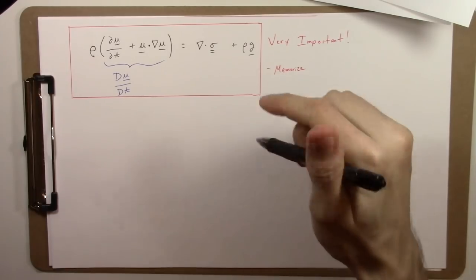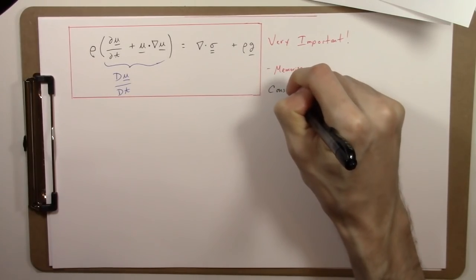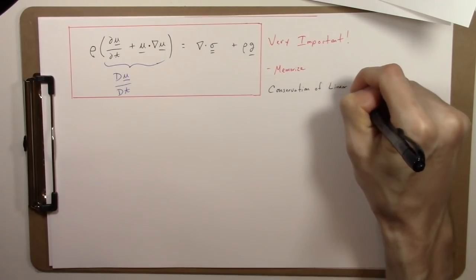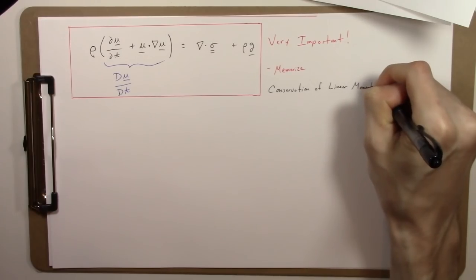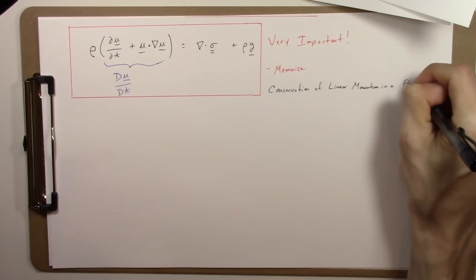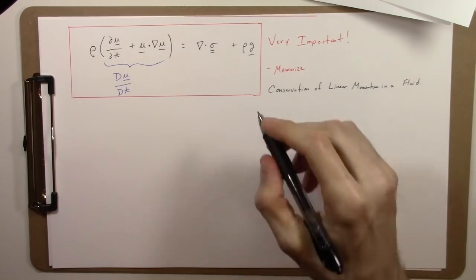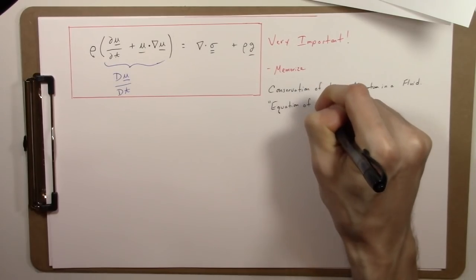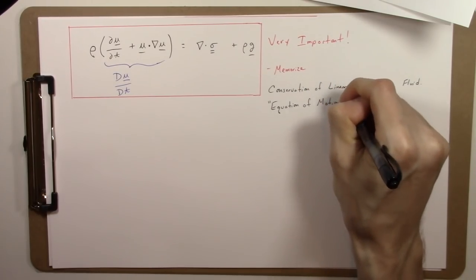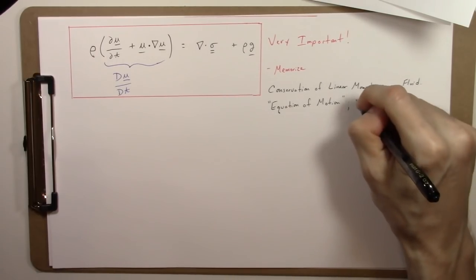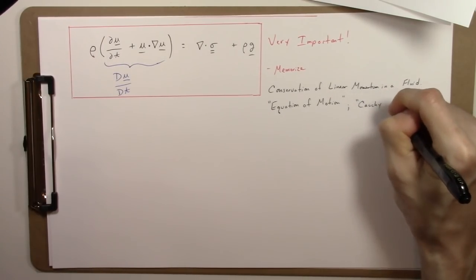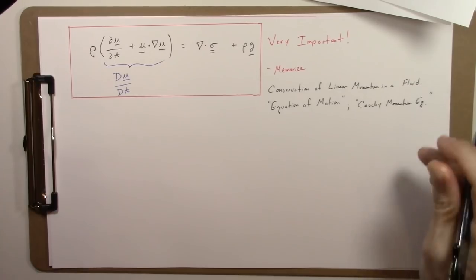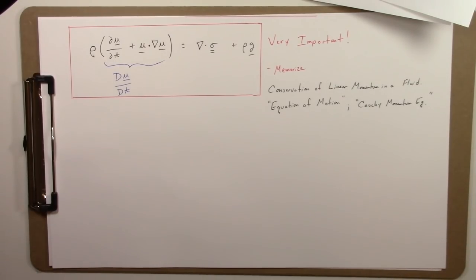So once again, this is conservation of linear momentum in a fluid. It's also known as the equation of motion, and is also known as the Cauchy momentum equation, after Cauchy, who was one of the first to derive it.